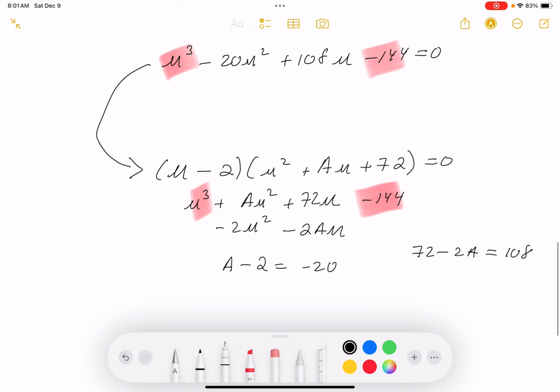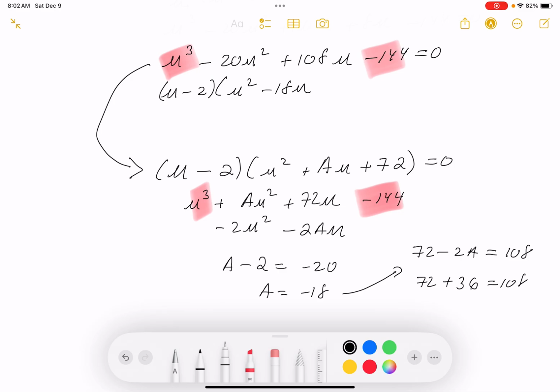All right, let's see if we can do that. So A over here is going to be minus 18. Let's verify that that's true too, by the way. You get 72, and minus 2 times minus 18 is plus 36, which is 108. So I have it factored now. Let me write this down for you. It's u minus 2 times u squared, the A is minus 18, so minus 18u, and then plus 72.